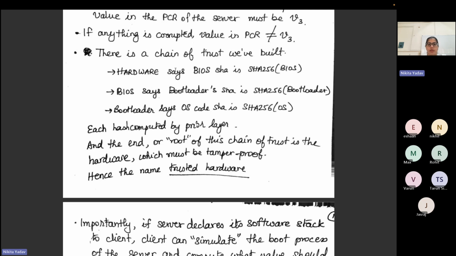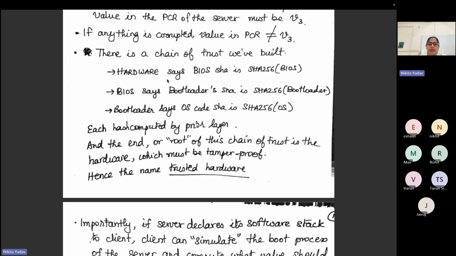The hardware here is trusted. You do not trust BIOS. So hardware computes this hash and passes it. If BIOS were corrupted, then the SHA-256 of BIOS would be a different value than the right value, and then this value in the PCR would have changed. But if the BIOS code is correct, then this value would be correct.